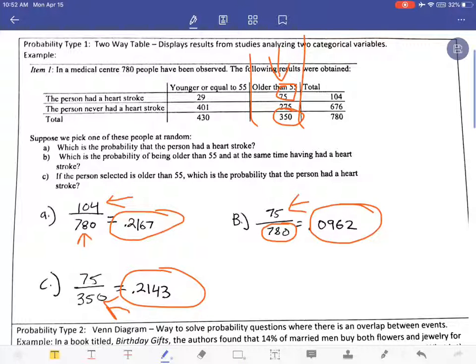Okay? Another type of problem that you could see on this is having two events that are connected by the word or. So what's the probability that somebody would be younger or equal to 55 or that they had a heart stroke? For those, you want to add those probabilities together, and if there's an overlap, you want to subtract it, which we're going to talk about in this next section.